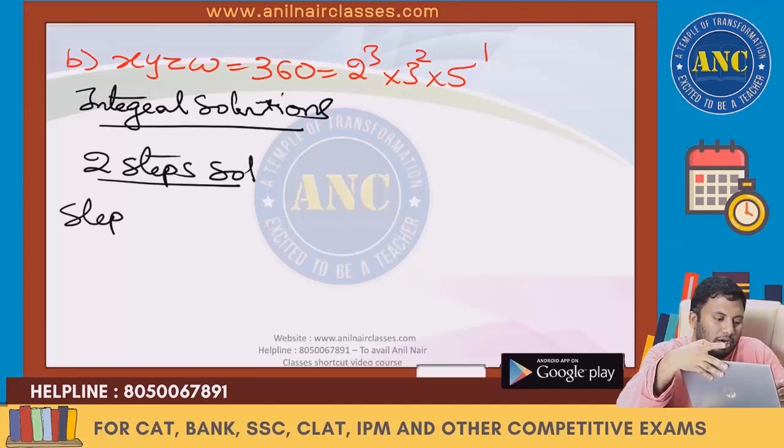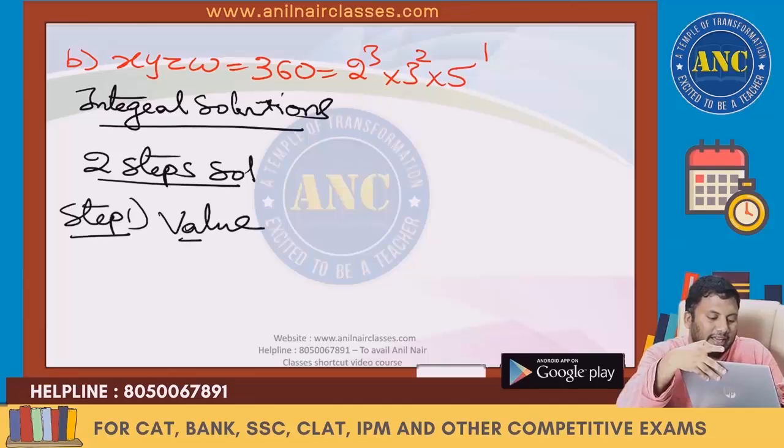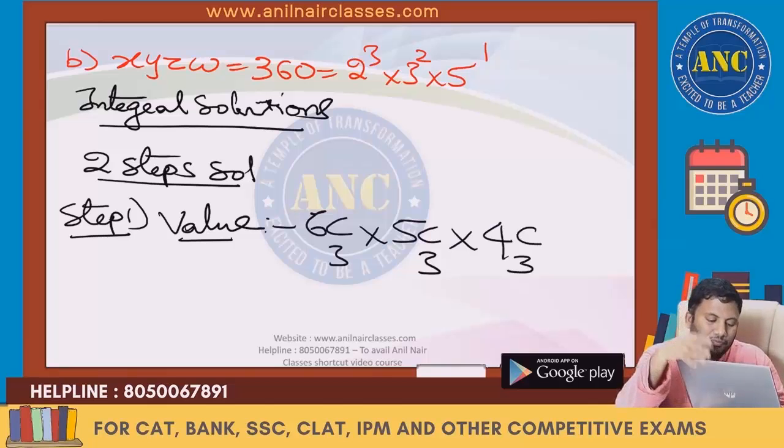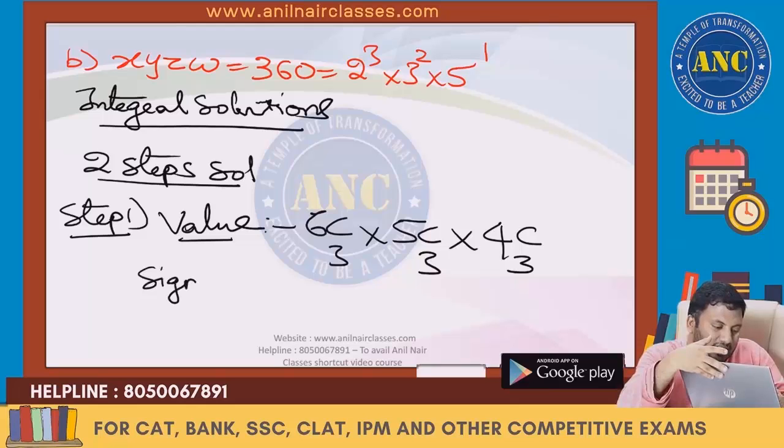Step number 1, value. If I take value 3 plus 4, 7, that is 6C3. 2 plus 4, 6, that is 5C3. 1 plus 4, 5, that is 4C3. So 6C3 into 5C3 into 4C3. Step number 2 is signs.